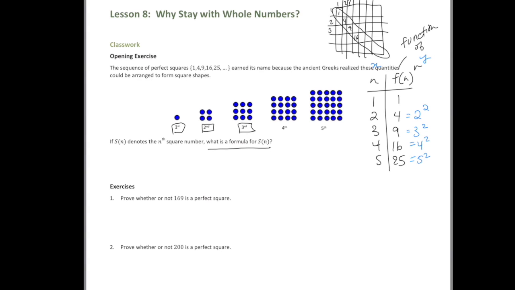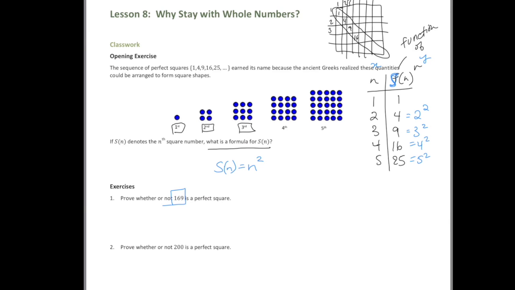So what would be the formula for S of n? So S of n, and actually I need to modify this, that's supposed to be S of n, not f of n, would be whatever n is squared. So the way you would write that is simply, instead of saying y equals, you would just write S of n equals n squared. So how would you prove if 169 is a perfect square?